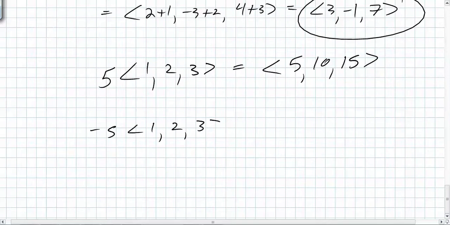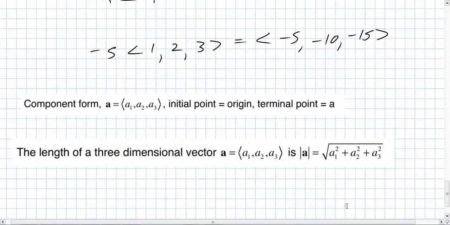Be more specific. Yeah, it would turn into this, this, and this. So instead of going off in that direction, it'll go the exact opposite direction. Yes. So if you want to flip it around, multiply by a negative. For the magnitude, it's a1 squared plus a2 squared plus a3 squared, square root. So if it's 2, 2, 2, it would be 4 plus 4 plus 4, square root. It would be the square root of 12. Yes, that's it.